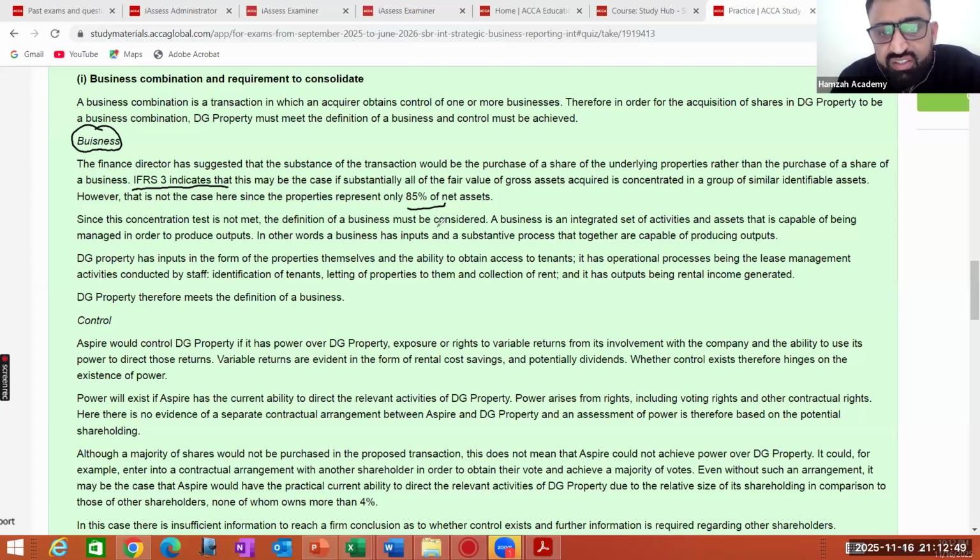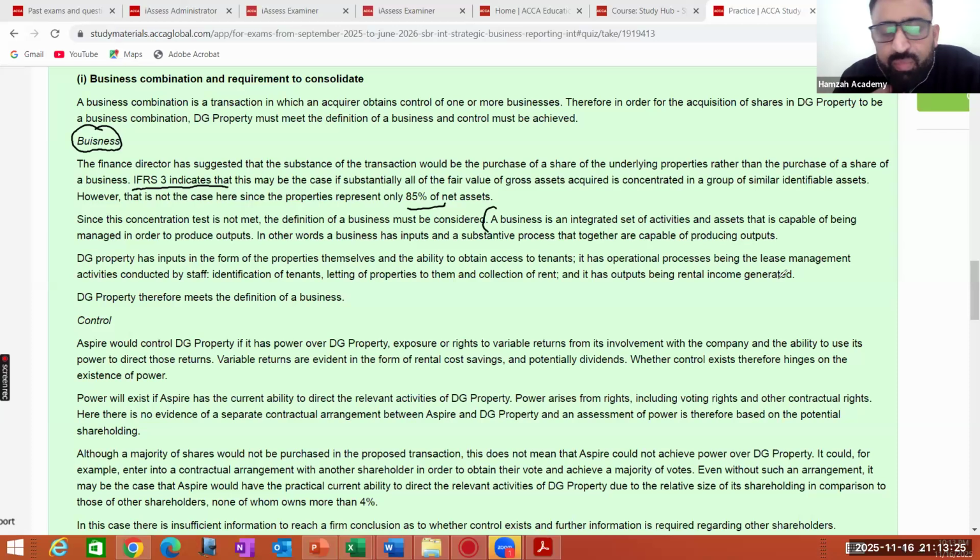Now we will consider the definition of business. A business is a set of integrated activities and assets that is capable of being managed in order to produce output. In other words, a business has input and substantive processes together, and is capable of producing output. DJ property has input in the form of the properties themselves and the ability to obtain access to tenants. It has operational processes, being the lease management activities conducted by staff, identification of the tenant, letting of the property to them, and collection of rent. And it has output, being rental income generated.